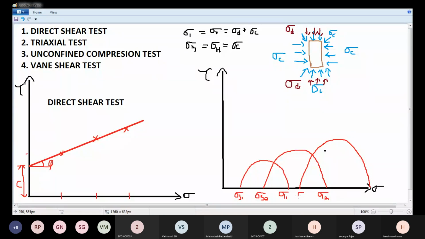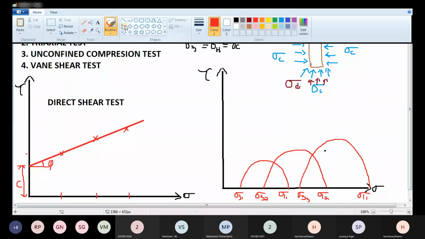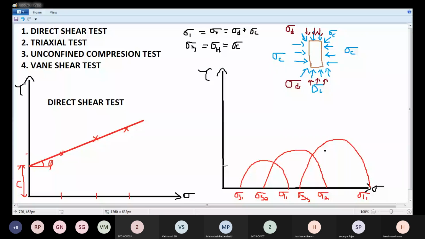And this is sigma 3 for the third case, and this is sigma 1 for the third case. So we have sigma 3 comma sigma 1 for 3 different cases. So we'll draw 3 more circles. And then, with the help of the scale, we'll draw a common tangent, which is tangential to all the 3 Mohr circles, or at least 2 of them.